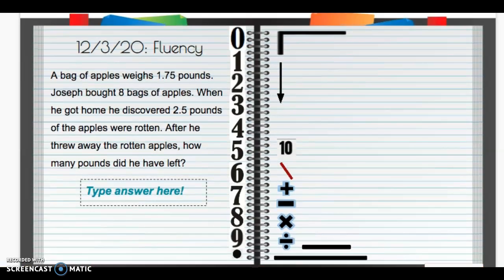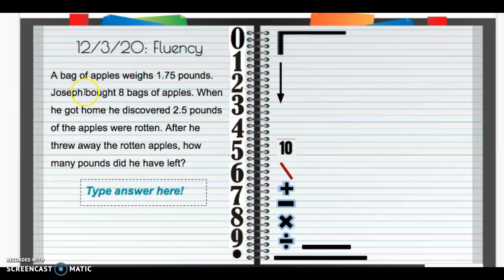All right, so it says that a bag of apples weighs 1 75/100 pounds. Joseph bought 8 bags of apples. When he got home, he discovered 2.5 pounds of the apples were rotten. After he threw away the rotten apples, how many pounds did he have left?